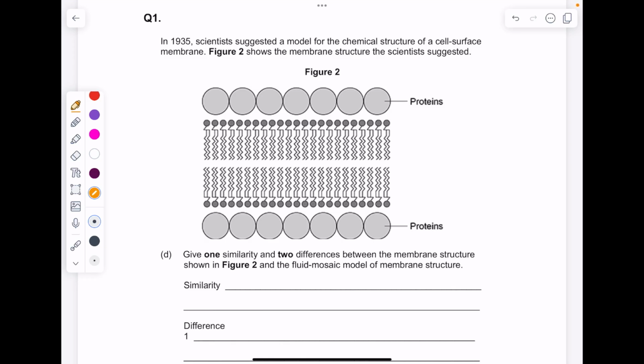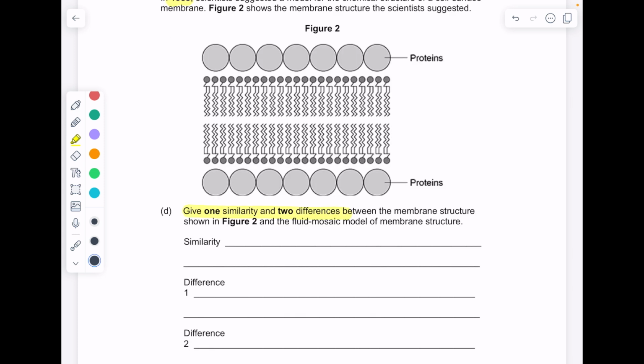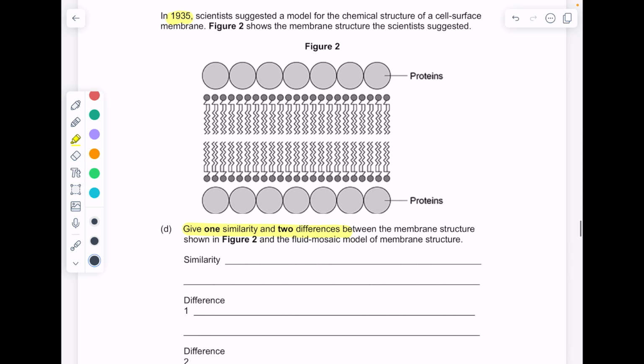In 1935, scientists suggested a model for the chemical structure of a cell surface membrane. Figure 2 shows the membrane structure the scientists suggested. So this is our old model. It's not going to be entirely correct. Give one similarity and two differences between the membrane structure shown in Figure 2 and the fluid mosaic model of membrane structure. So what can we see that's the same here and what's different?